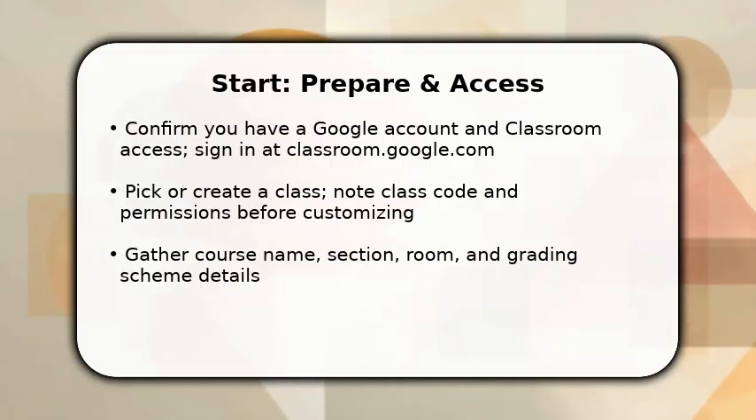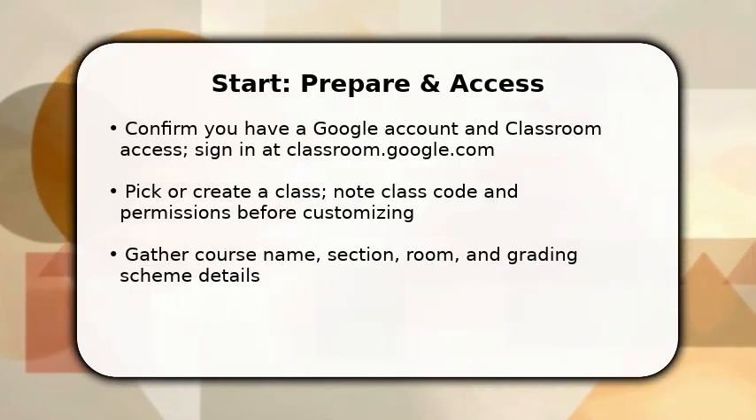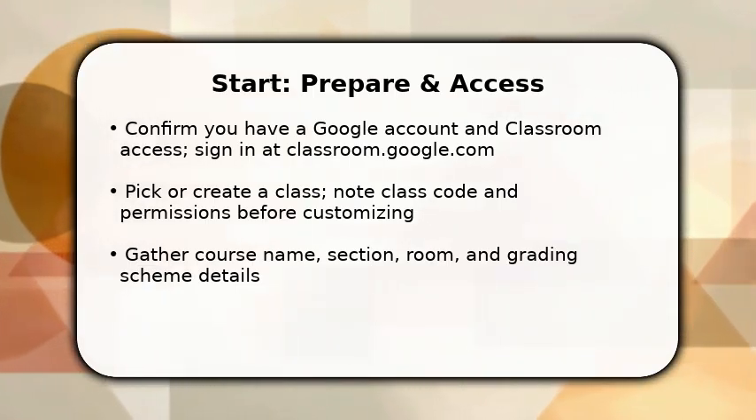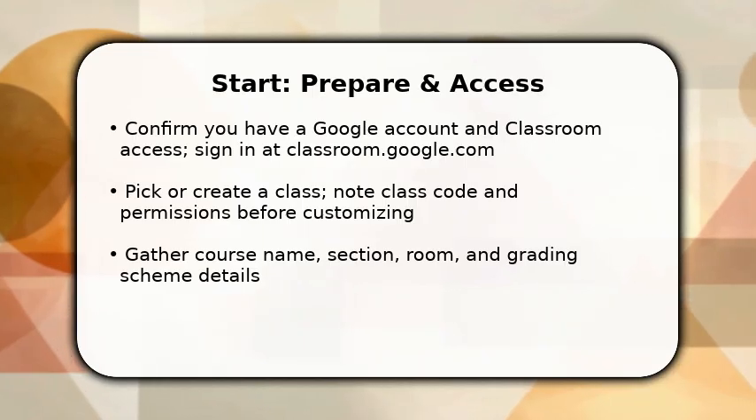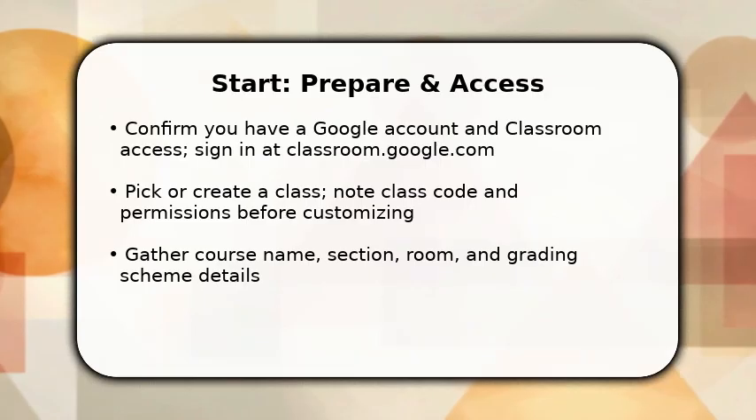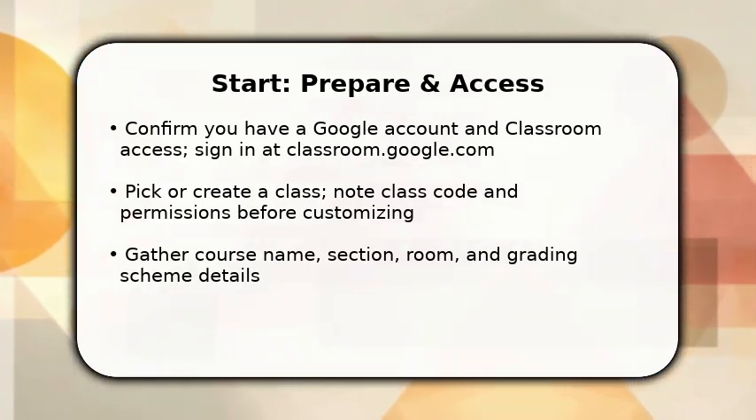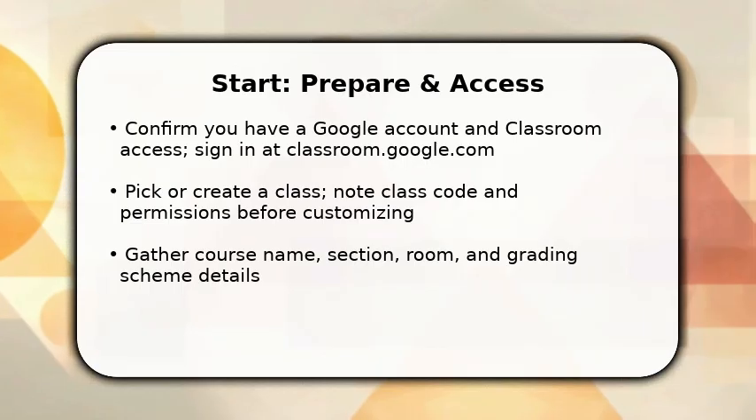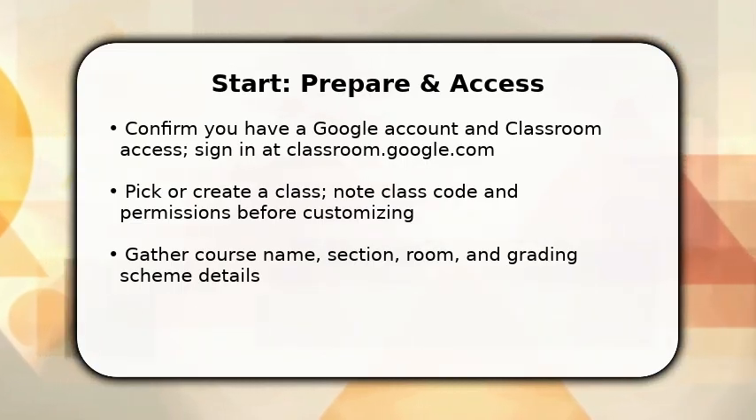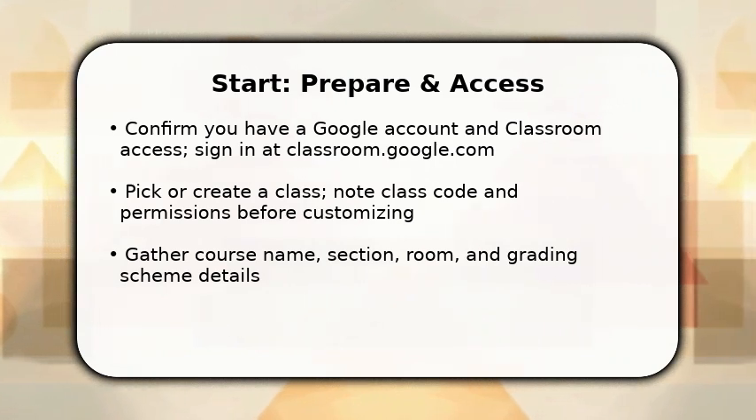You begin by signing into your Google account and opening Classroom. This gives you direct control over a class. Once done, choose an existing class or create a new one and enter basic course details like name, section, room, and grading scheme so settings apply consistently. Make sure to check your role, teacher versus co-teacher, because permissions change what you can modify. These steps save time later and prevent mismatches between grade settings and assignment defaults.